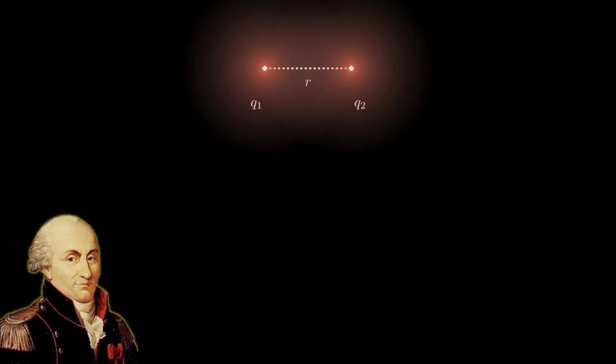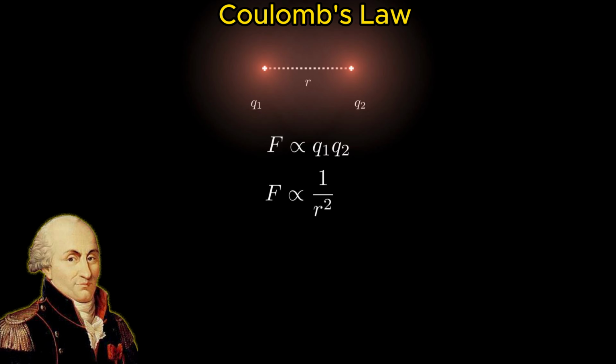In this video, we will understand how two charges Q1 and Q2 interact with each other when they are placed at a distance r from each other. The law of interaction was given by Coulomb and is known as Coulomb's law. According to Coulomb, the force between two charges is proportional to the product of magnitude of the charges and inversely proportional to the square of distance between them.